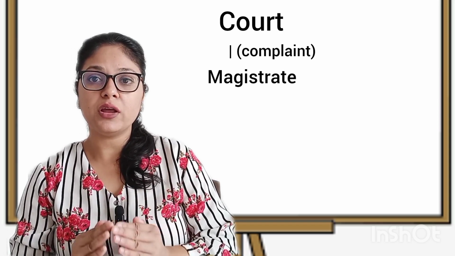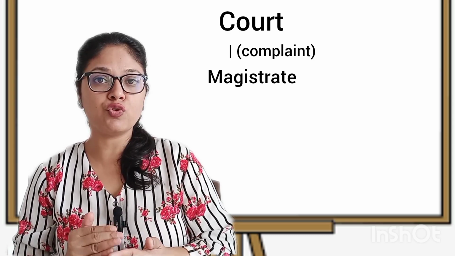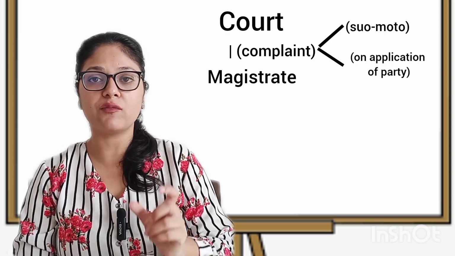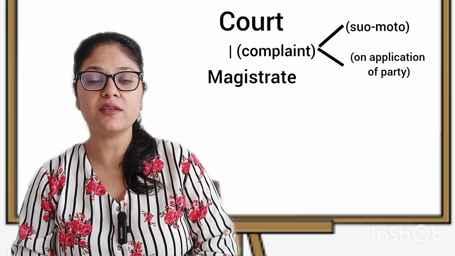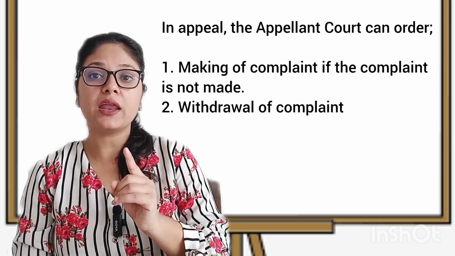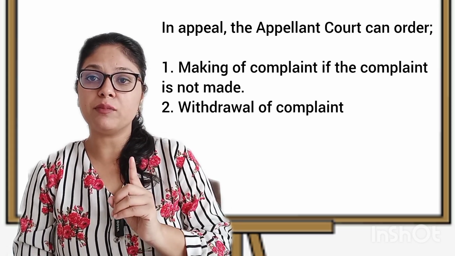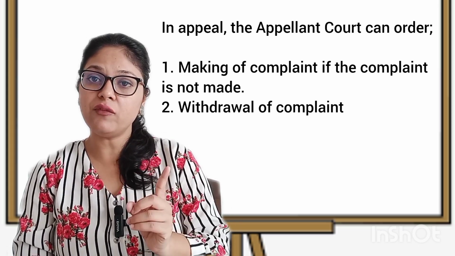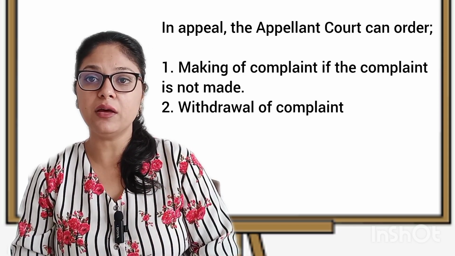Now, the court can exercise this power either suo motu or on receiving an application of the opposite party against whom the evidence is given. Now, if the court decides not to make a complaint, in that case, the superior court also has the right to make a complaint of that offense. Now, if the court makes a complaint or decides not to make a complaint, in both cases, the aggrieved party can move to the superior court and appeal. On appeal, the appellate court can order the making of the complaint if the complaint is not made, or withdrawal of the complaint if the complaint is already made by the court.